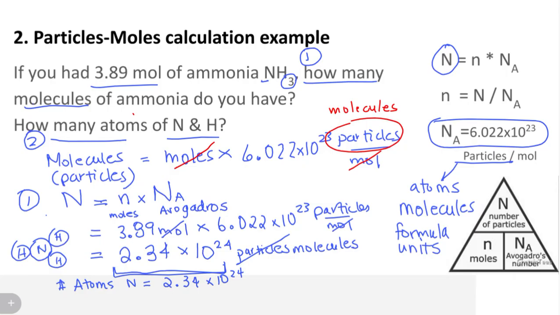But there's 3 hydrogens inside each of these molecules. So the number of atoms of H is going to equal 3 times the number of NH3, because there's 3 H's in the formula in every NH3. So when we multiply this by 3, we're going to get 7.03 times 10 to the 24 atoms of H.